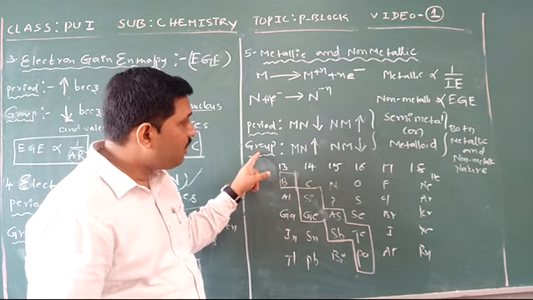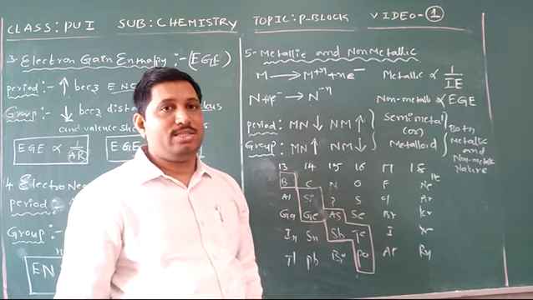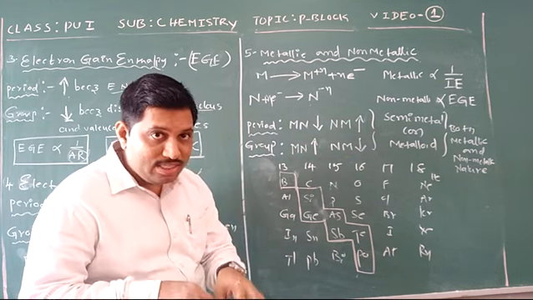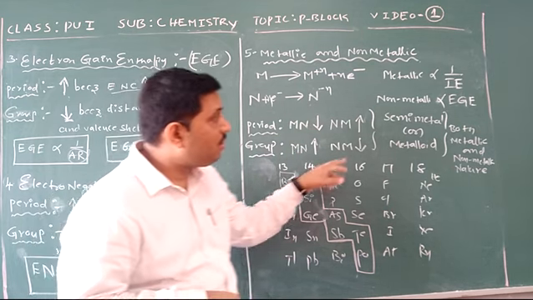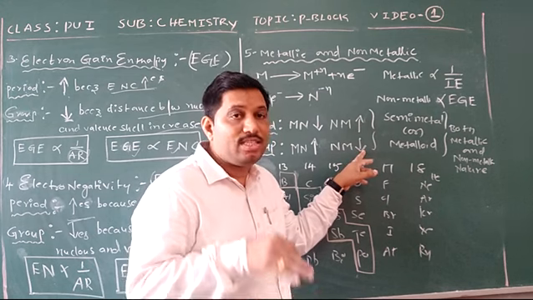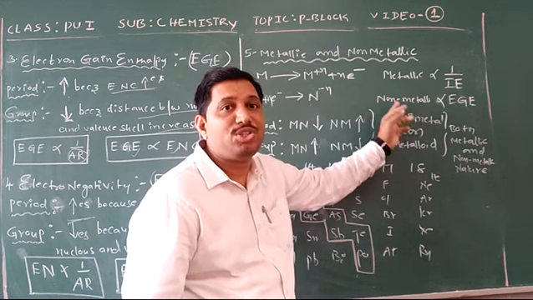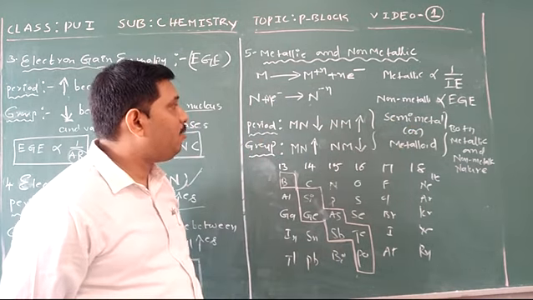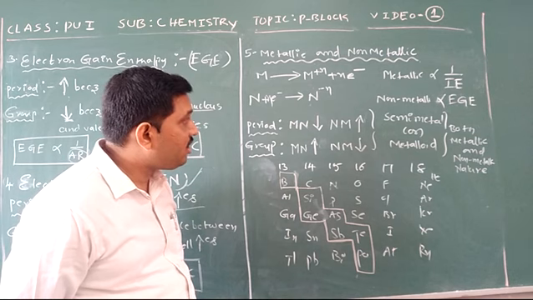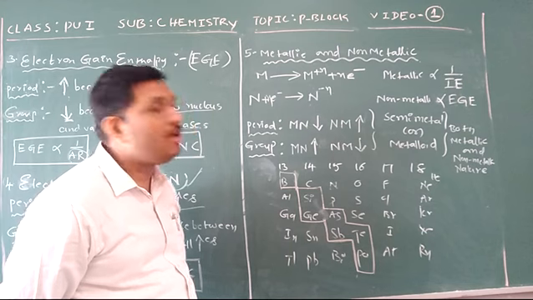Similarly, down the group, metallic nature increases and non-metallic nature decreases. Why? Because down the group, ionization enthalpy decreases, hence metallic nature increases. Down the group, electron gain enthalpy values decrease, hence non-metallic nature also decreases, because non-metallic nature is directly proportional to electron gain enthalpy. Therefore, across a period, metallic nature decreases and non-metallic nature increases. Down the group, metallic nature increases and non-metallic nature decreases.